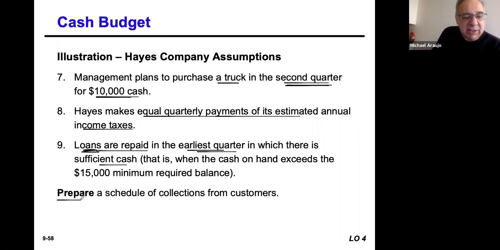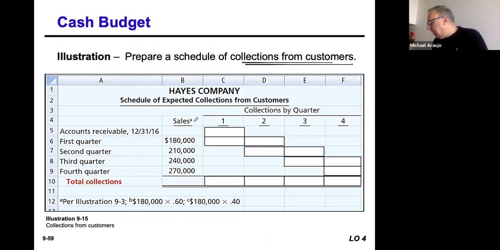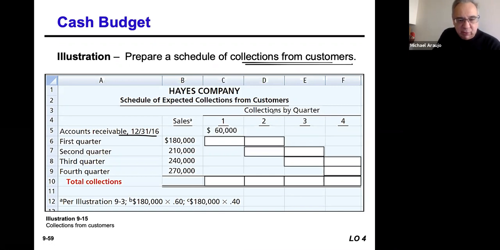So now it's asking us to, with all that information, prepare the schedule, release the Kraken here. Okay, so what we got here is a lot of little bits of information. The first schedule that's looked at is, when are we going to collect our money from customers? And again, if you remember, we collect 60% up front and the other 40% next quarter. So the ending receivable from 16 is going to be collected right up front in the first quarter of 17.